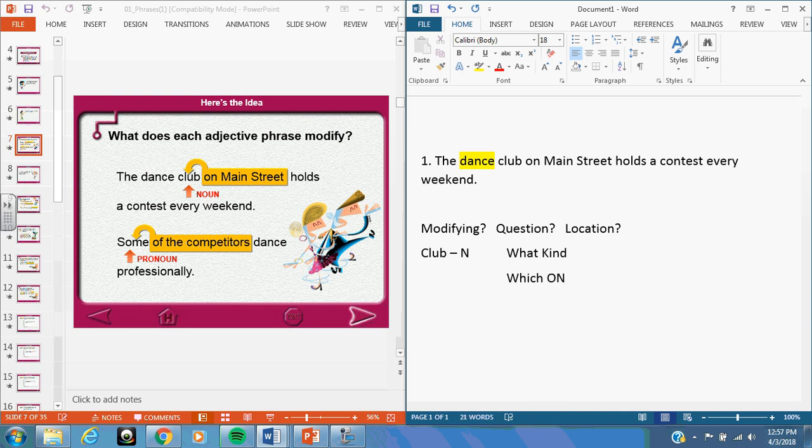What kind of club it is? Yeah, it's telling us it's a dance club. So it answers that question. That way we can tell that we have an adjective. Location, we know that adjectives are clingy. Is it right next to what it's modifying? Yes, it is. So because of all those reasons, or one, we know that dance is an adjective. Let's take a look at that same sort of questioning when we take a look at on Main Street, which is the adjective prepositional phrase. What's it modifying? It looks like it's modifying club.